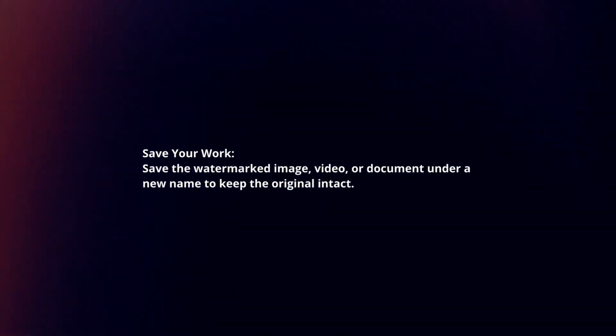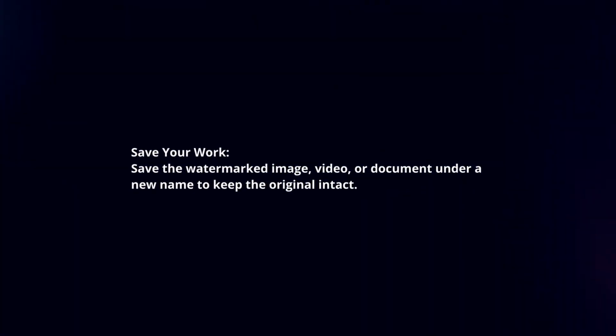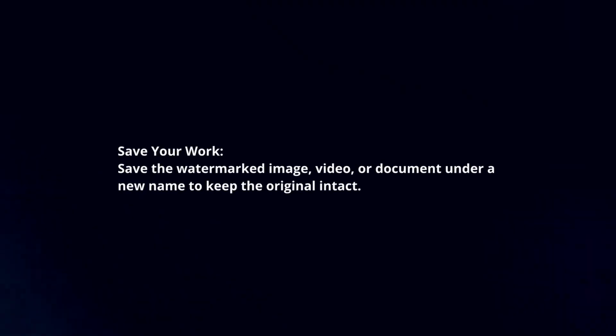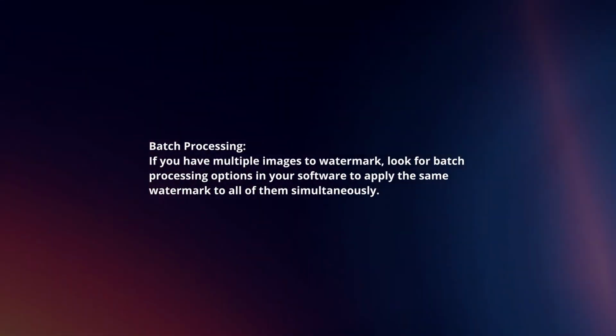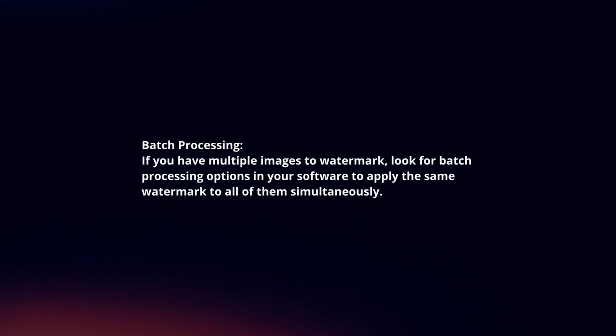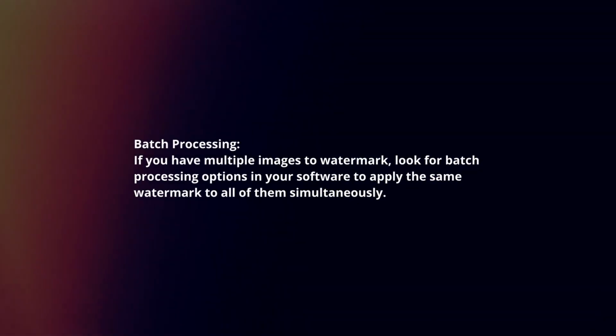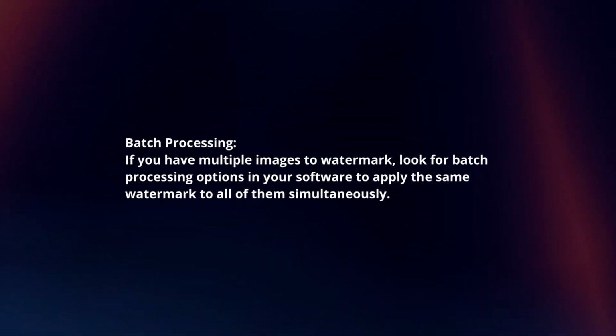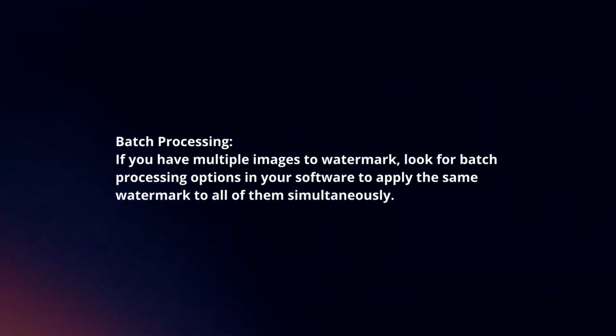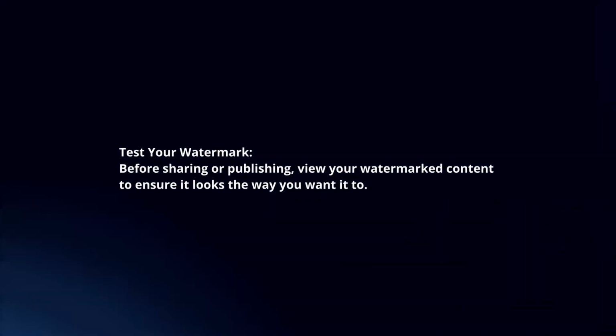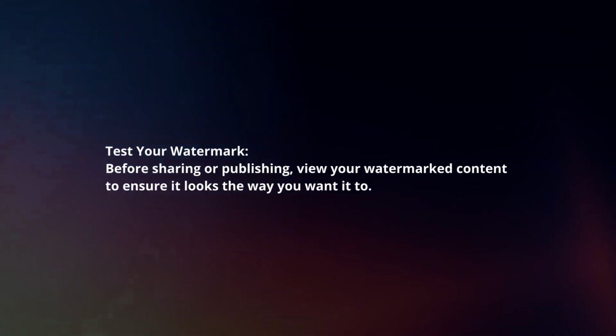Save your work. Save the watermarked image, video, or document under a new name to keep the original intact. Batch processing. If you have multiple images to watermark, look for batch processing options in your software to apply the same watermark to all of them simultaneously. Test your watermark. Before sharing or publishing, view your watermarked content to ensure it looks the way you want it to.